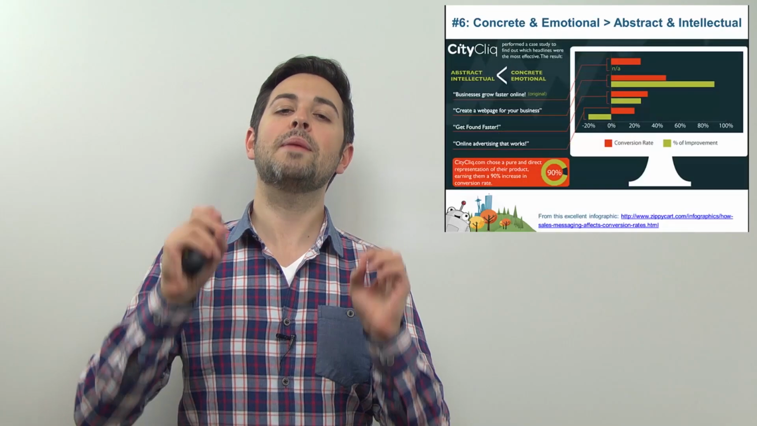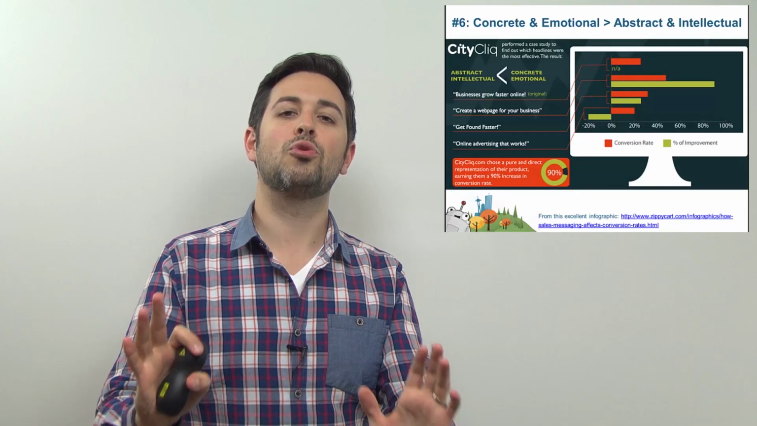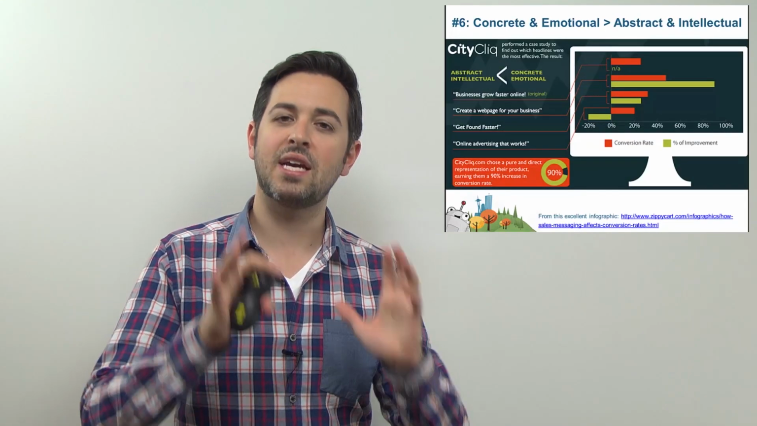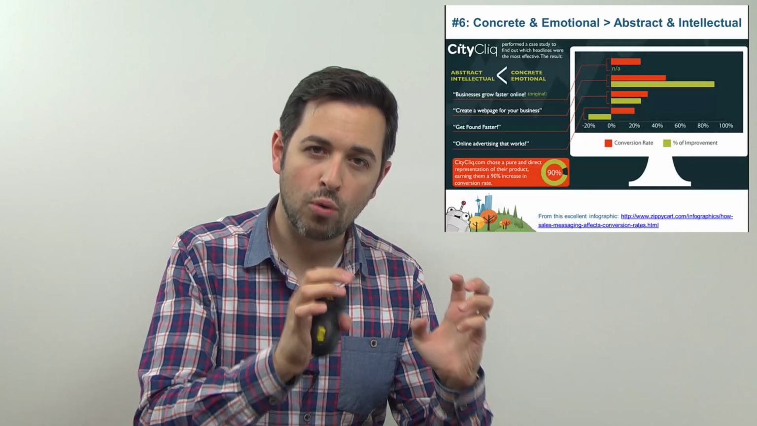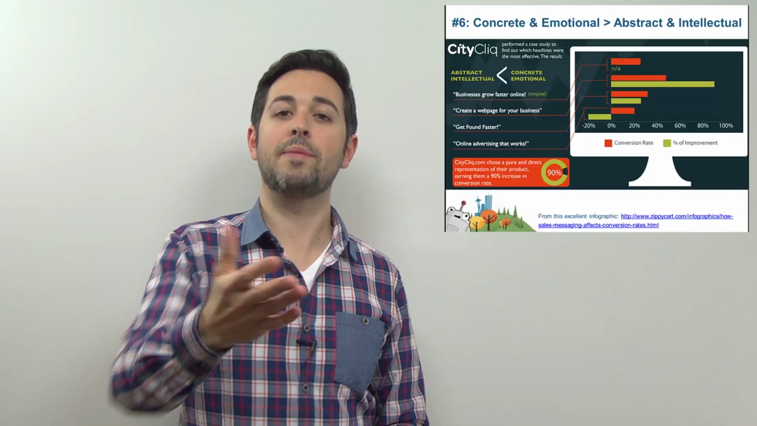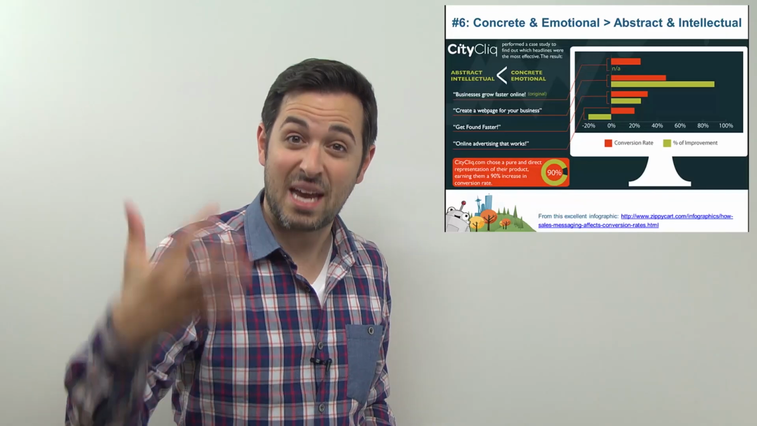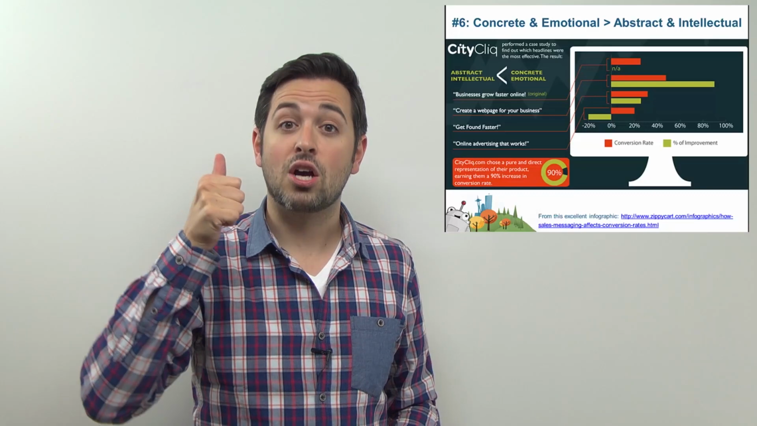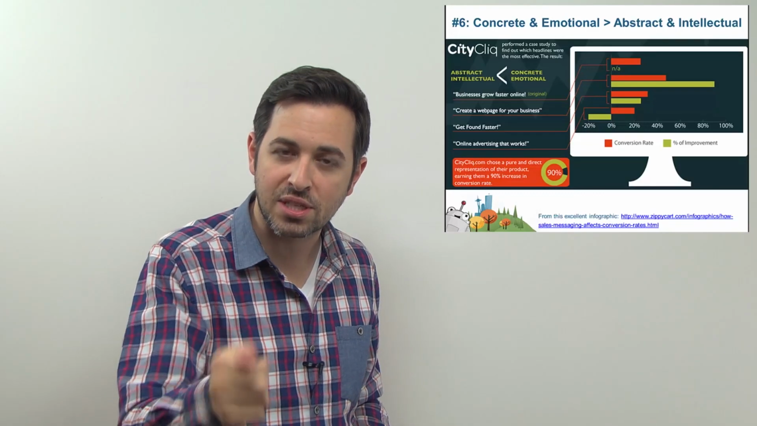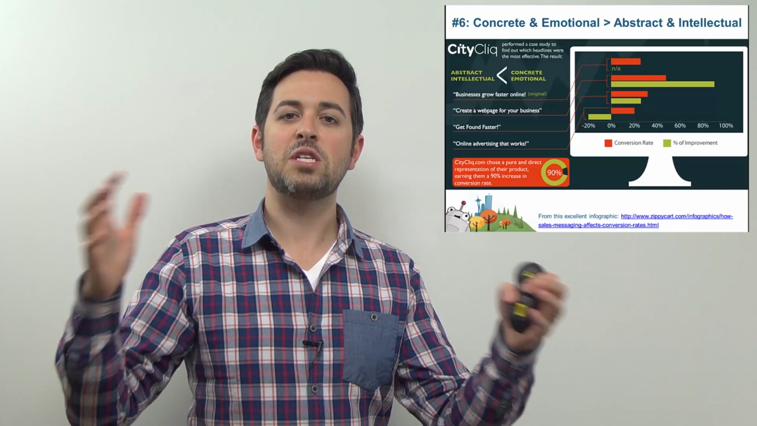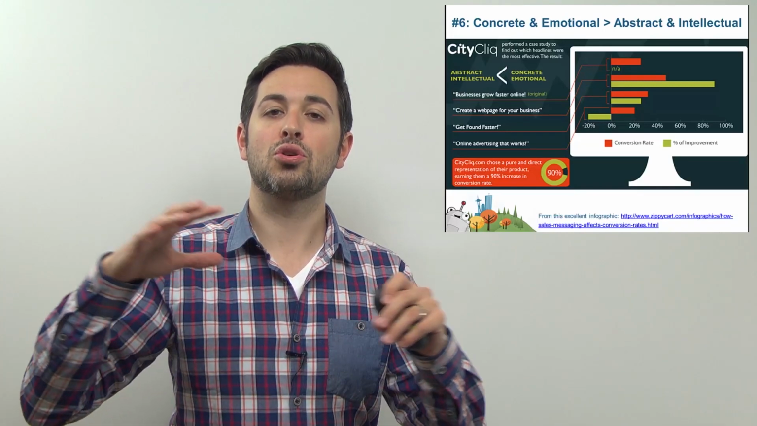Number 6, when you're doing messaging, this is an almost universal rule in copywriting, in branding, and design: concrete and emotional will always beat abstract and intellectual. Let me give you a good example. So let's say I'm Facebook and I'm trying to get people to sign up for Facebook. A concrete and emotional statement, versus an abstract and intellectual statement about Facebook might be, Facebook, become part of the world's largest social network.